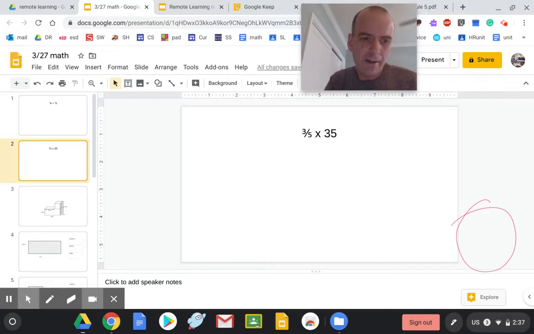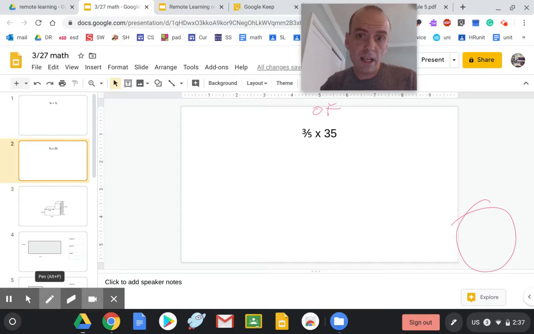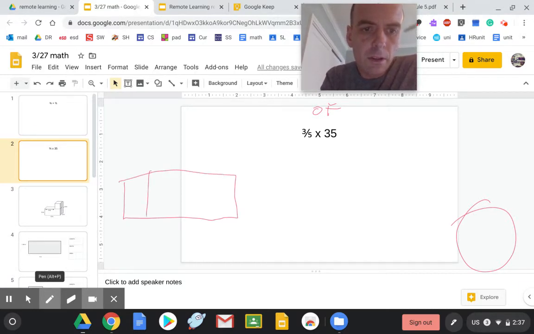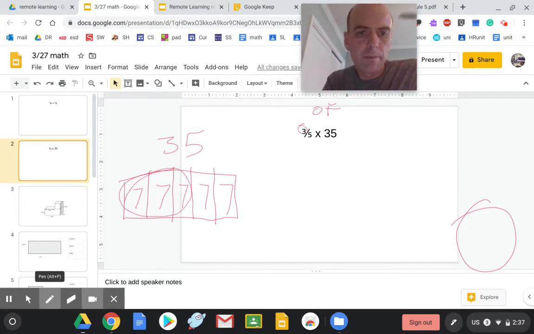3/5 times 35. We all know that times in fractions is also of. Of is also times. So that means there are 2 ways to do this. 3/5 times 35. If it was of 35, you could do a rectangle. You could break that puppy into 5. Okay, 35. So you would break it into fifths. So 7, 14, 21, 28, 35. And you're taking 3 of them, which would be 7, 14, 21.